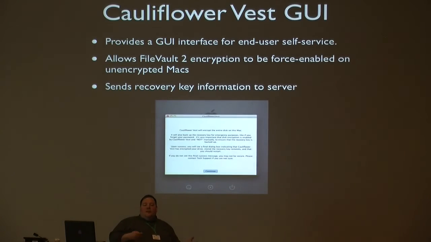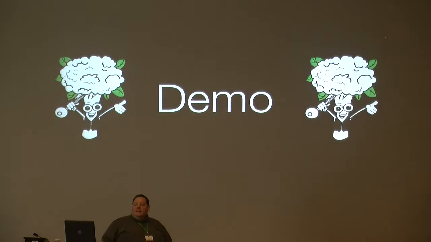Now, to make sure that their Macs are encrypted, Google built a GUI application that works with the csfde tool and the Cauliflower Vest App Engine service. The GUI application does the following. It provides a user-friendly interface for people to encrypt themselves with FileVault 2. It allows FileVault 2 encryption to be force-enabled on a non-encrypted Mac. And it gathers the recovery key from csfde and sends it on up to the App Engine-based recovery key service. So let's take a look at how that works.